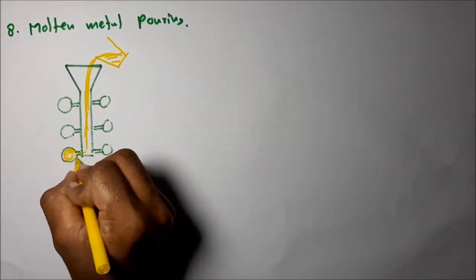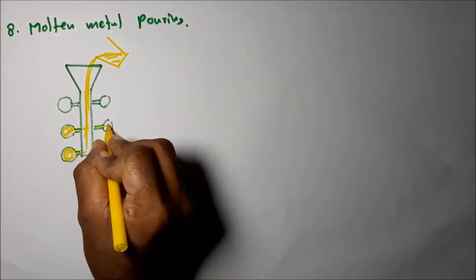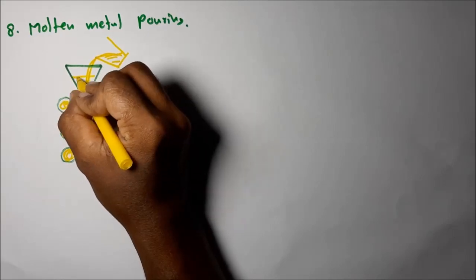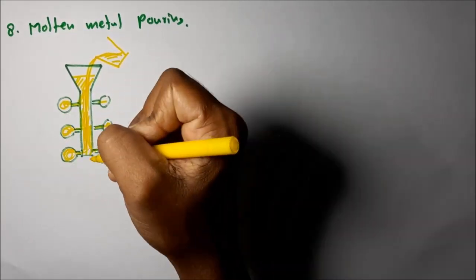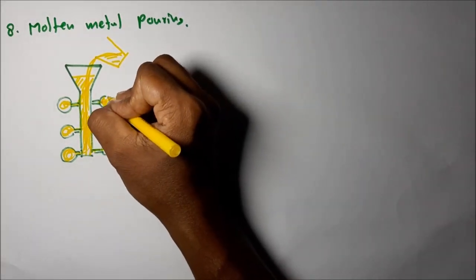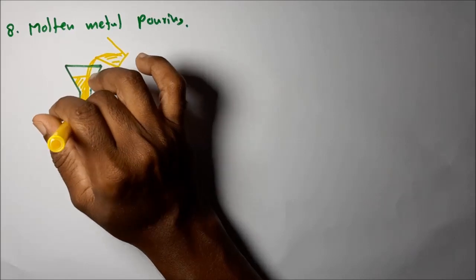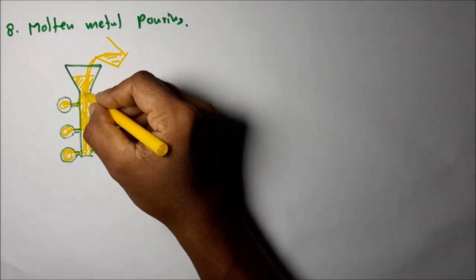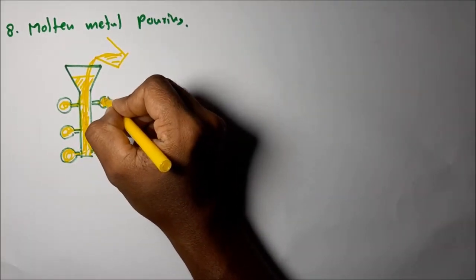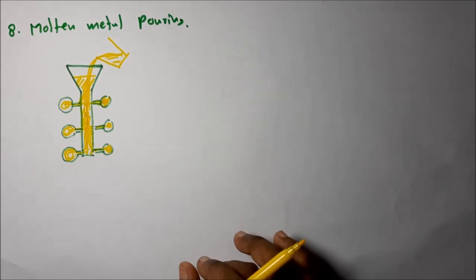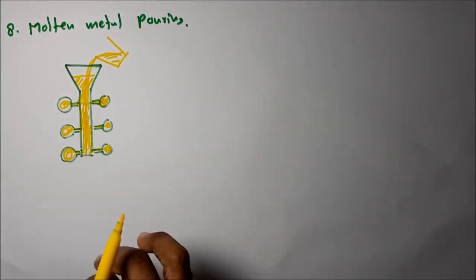Then the molten metal moves to fill the product cavities. Then during solidification, the sprue acts as the riser. You can see there's no separate riser in this manufacturing process; the sprue acts as the riser. You know the purpose of the riser is to avoid the shrinkage cavity defect. The sprue keeps molten metal until the part completely solidifies. Then the lack of volume due to shrinkage is fed from the sprue. So that is the molten metal pouring.